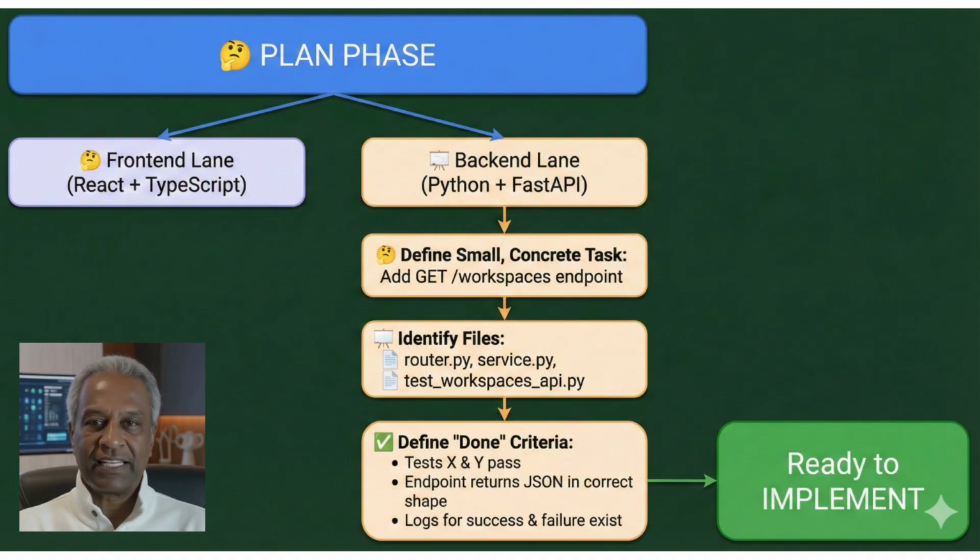A good PIV plan is small and concrete. For example, backend lane, add GET /workspaces endpoint, plus tests. You also choose which files are in play.